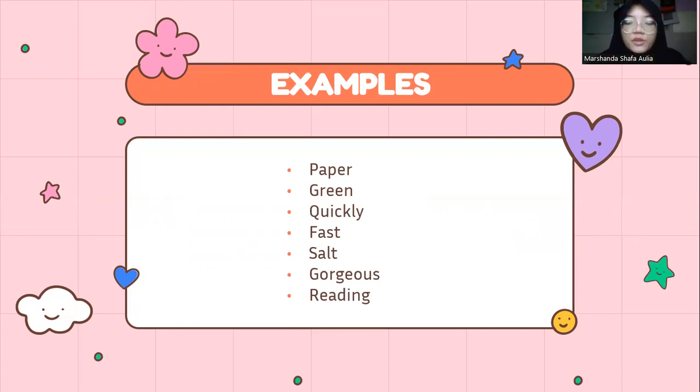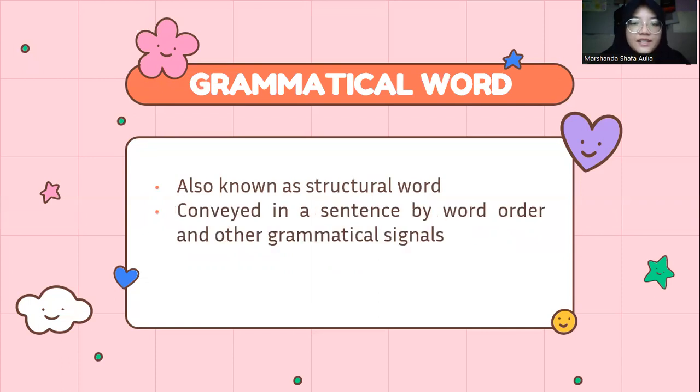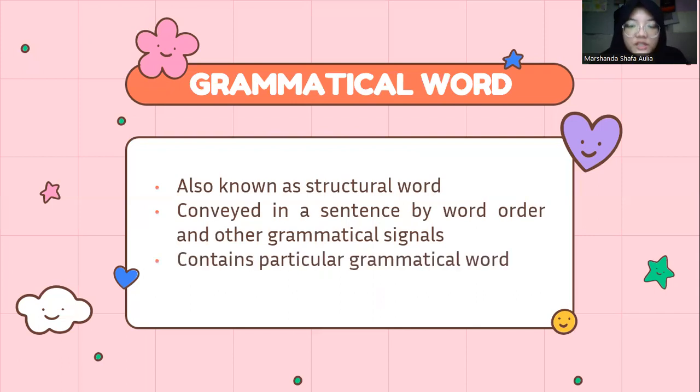We move to the second word, which is grammatical word, also known as a structural word, conveyed in a sentence by word order and other grammatical signals, which means it needs to be followed by a lexical word, because this is to identify the grammatical signal or grammatical structure in the word order. It contains little identifiable meaning, which means it cannot stand on its own. So it needs to be followed after or before the lexical word.